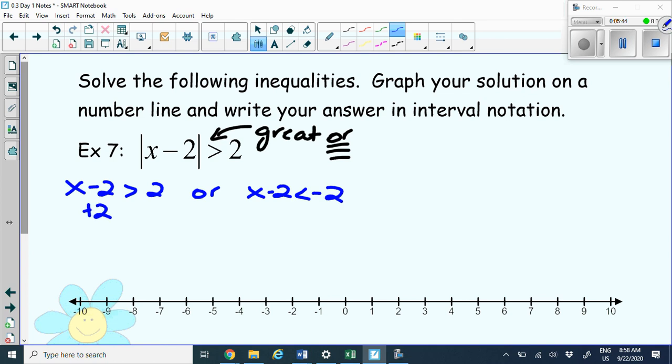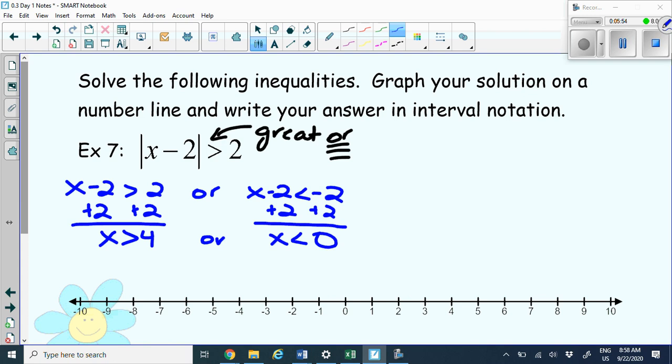For both of these, I add 2 to both sides. So this is saying x is greater than 4, or x can be less than 0. So just like before, we're going to have to put circles on the 4 and the 0. And when we do this, notice we don't have an equal bar, so that means our circles are going to be open. So I have one at 0 and then one at 4.